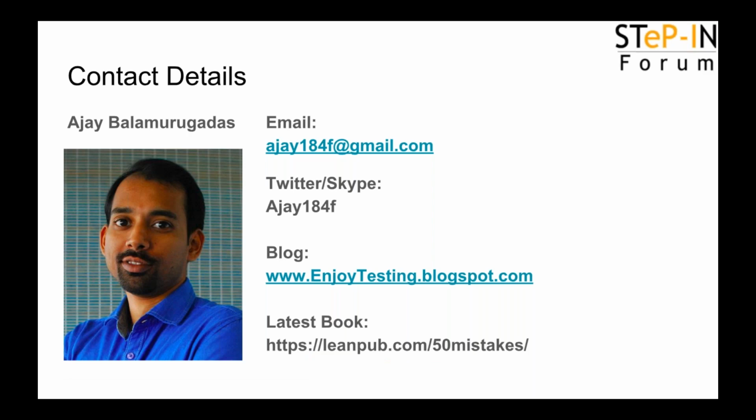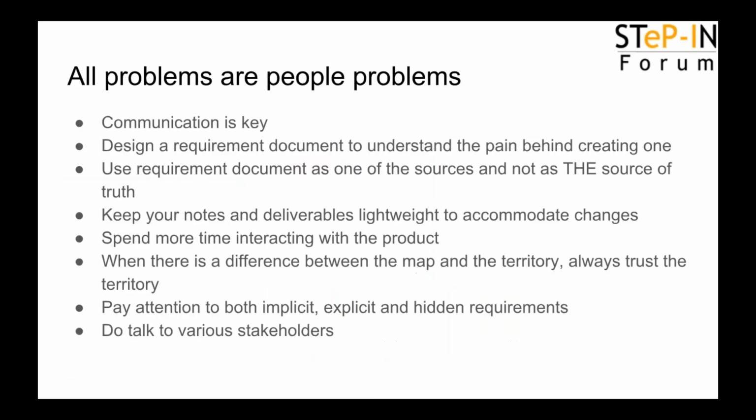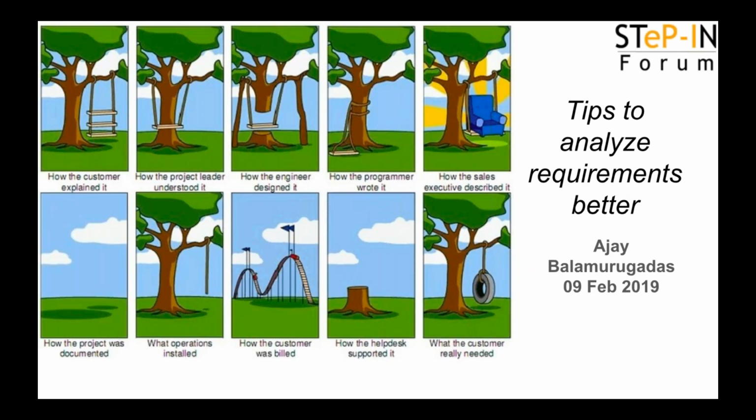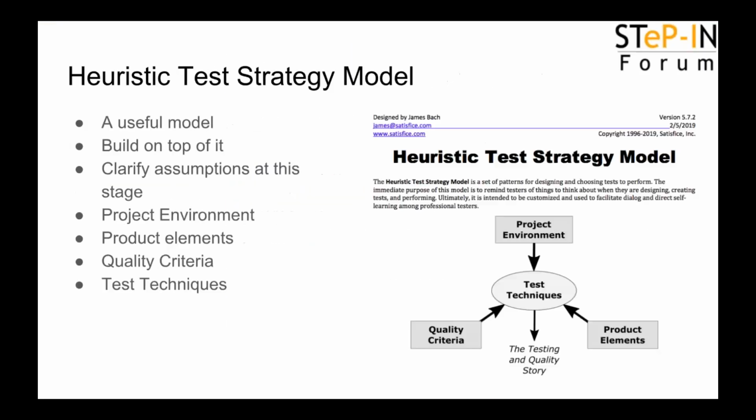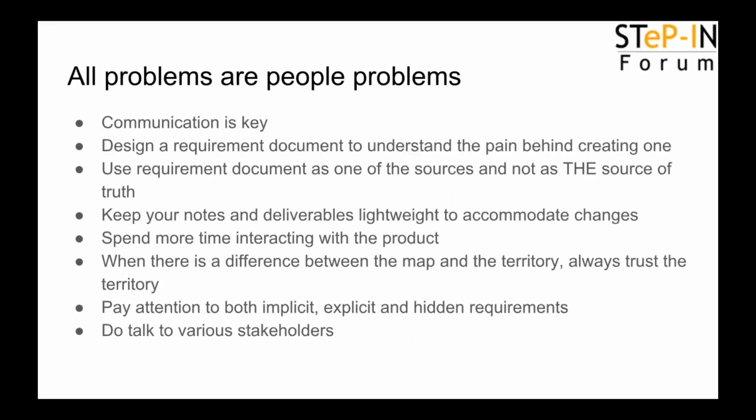I hope I have been able to talk about some key things with requirement analysis, how to analyze them, how to use the different models. I gave a demo of how I'd analyze based on active reading. The Heuristic Test Strategy Model, HTSM, is wonderful. Use it. Talk to people. The last slide, the summary slide, is again key. So I think now we have a few minutes left. Let's take up questions.